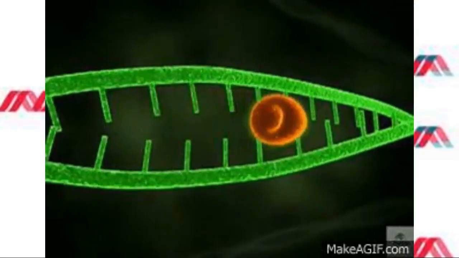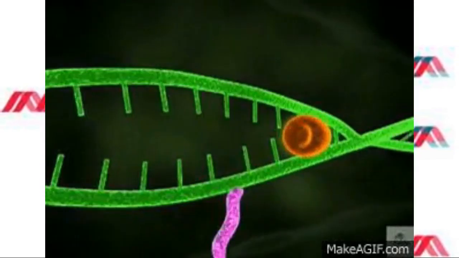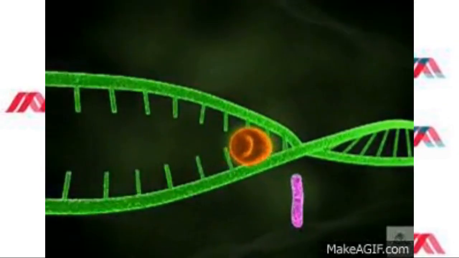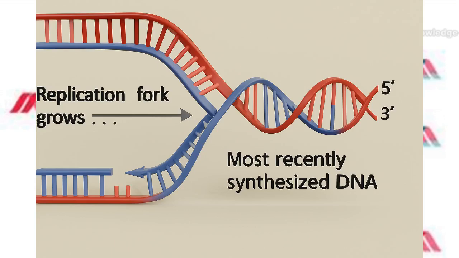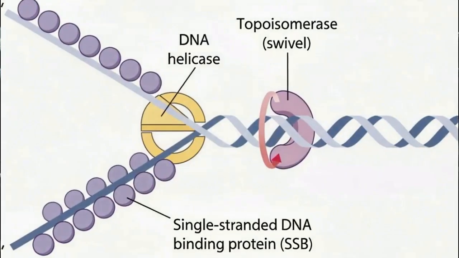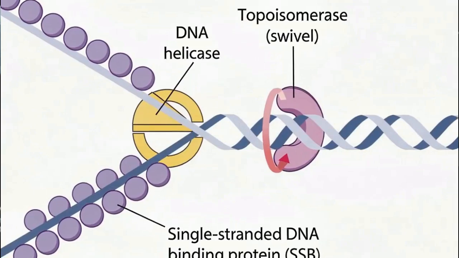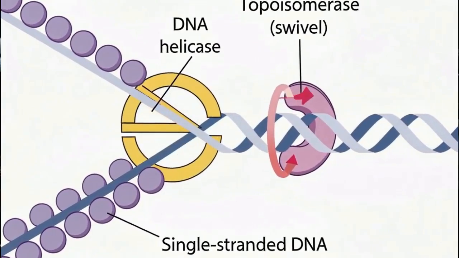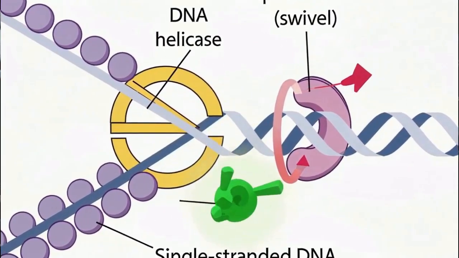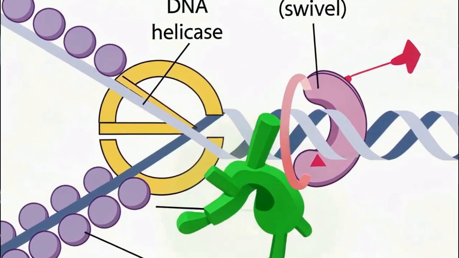At each replication origin, the enzyme Helicase unwinds the DNA double helix by breaking hydrogen bonds between base pairs. This creates a replication fork. Proteins called single-strand binding proteins attach to the separated strands, preventing them from rejoining. Another enzyme, Topoisomerase, relieves the tension created ahead of the fork.